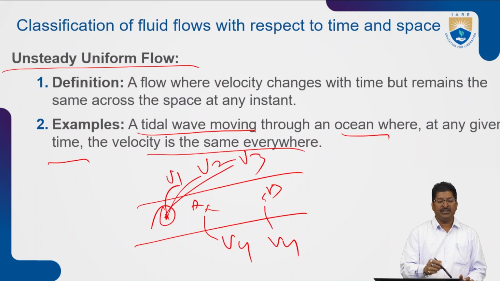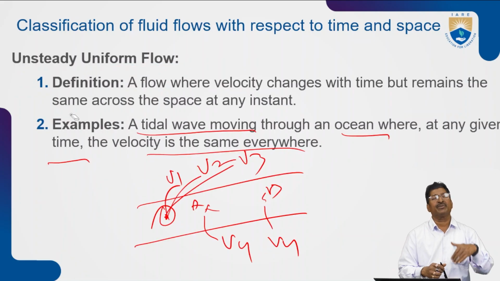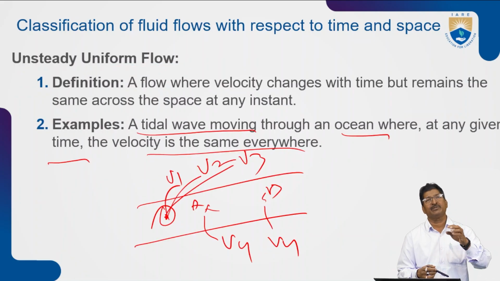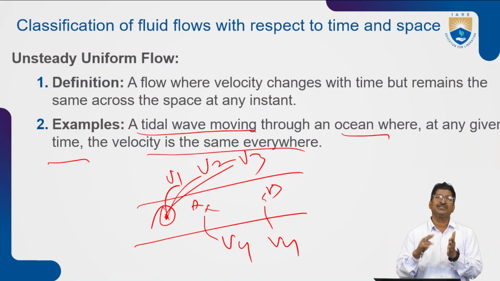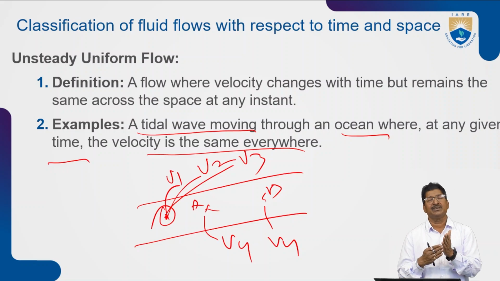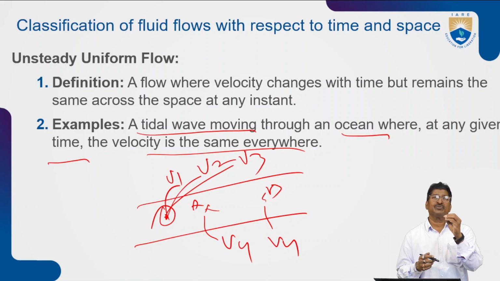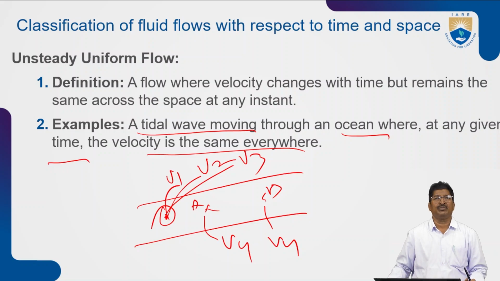Now, unsteady uniform flow. Unsteady means at different points of time, velocity is varying. That means with respect to time, velocity is changing, not the same. But at all locations, velocity is the same. So with respect to time, velocity is not constant, that's why it is unsteady. At different locations, velocity is the same, that's why it is uniform. So, unsteady uniform flow.